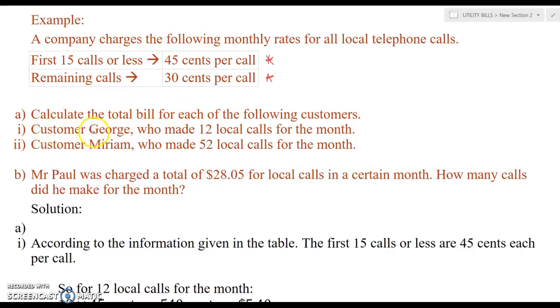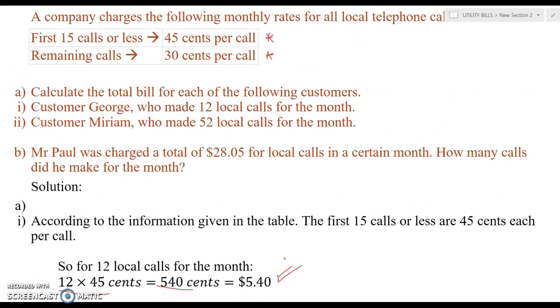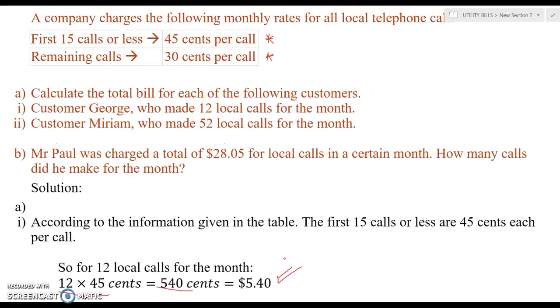Customer George made 12 local calls for the month. Alright, so 12 local calls. That means he made less than that 15, right? That's within the first 15. So that means it'll be 12 times 45 cents, which is $5.40. So George's bill for that month is $5.40.